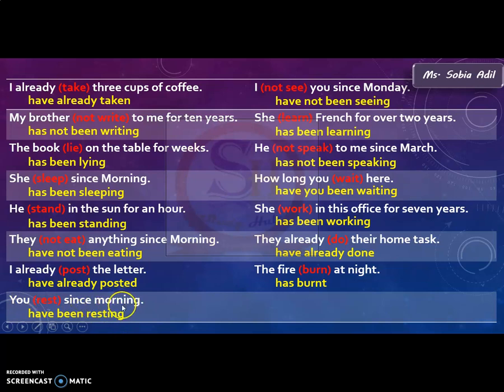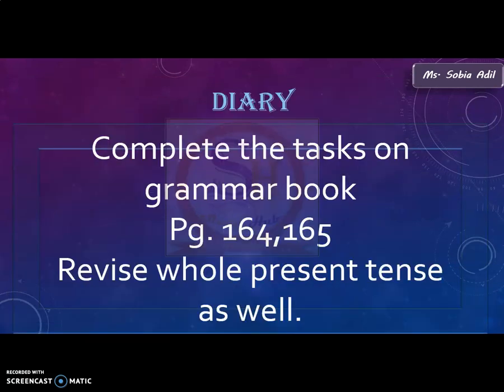So this was all about exercises on the use of correct form of verb in your grammar book, students. I hope that all of the points are clear. You need to copy from here, right? There can be a change in the page numbers, so you can copy from here. This is your diary for today. Complete the task in the grammar book, page number 164 and 165. It can be 162 and 163. Right? Revise the whole present tense as well.